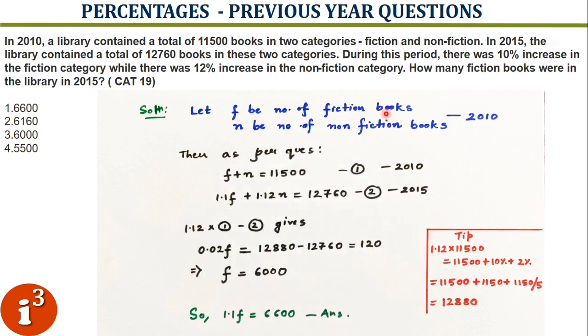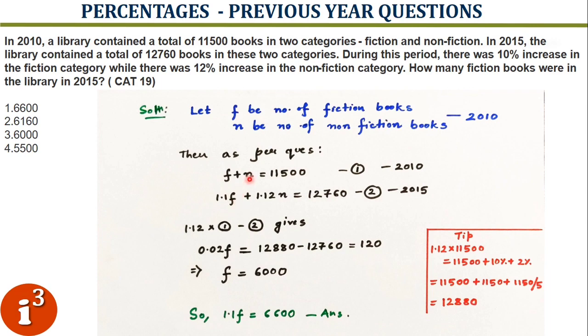So let F be the number of fiction books, N be the number of non-fiction books in the year 2010. So then as per the question, fiction plus non-fiction is 11,500, given. This is in 2010. In 2015, the total number of books is 12,760, given, but the number of fiction books increased by 10%. Anything which increases by 10%, you multiply by 1.1. This is the concept of multiplying factor, you know.